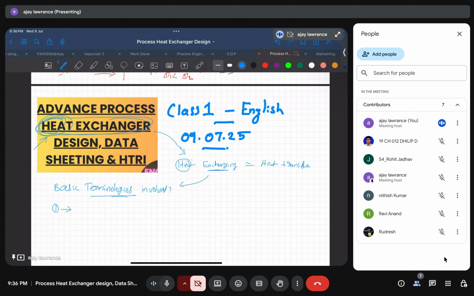That is my question. For the heat to travel from point A to point B, from here to here, what are the terminologies, or what are the things that you should consider to study this transfer of heat from one place to another? What is the thing that is involved? Yes.